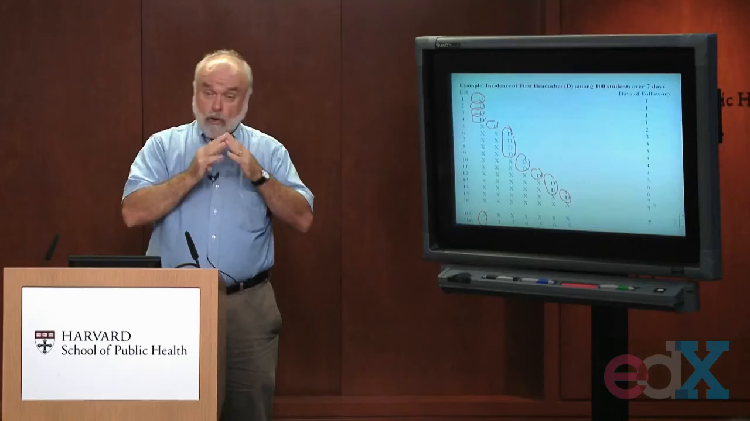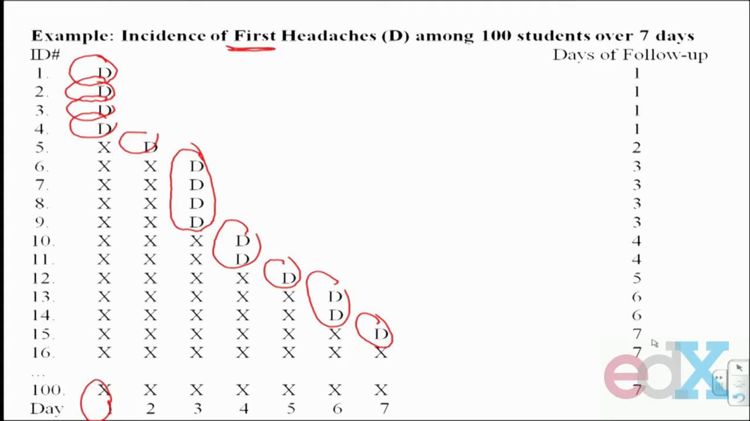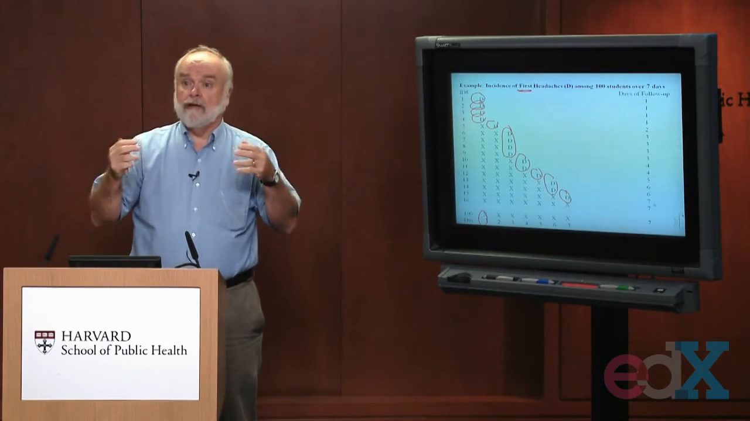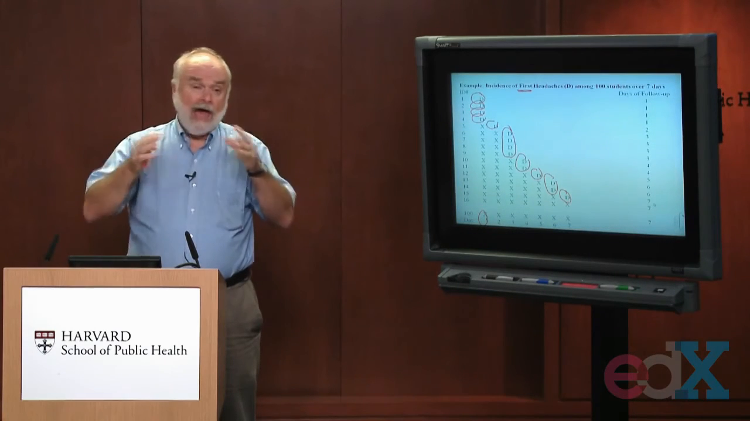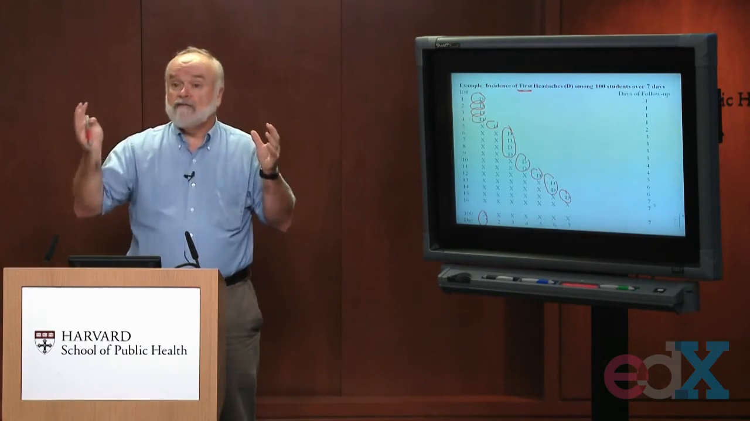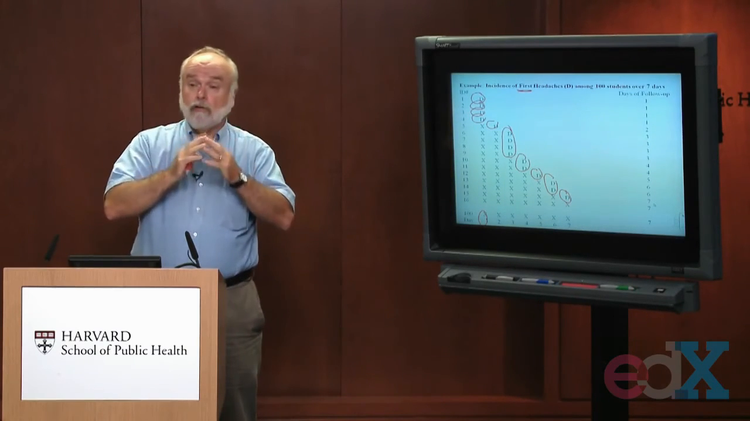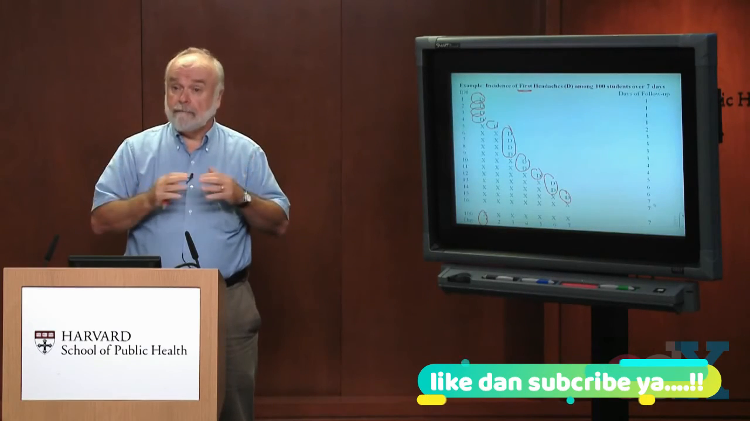Every time I call them up at the end of the day and ask, have you developed a headache today? They answer no. So where you see these X's represents that when they were called, they answered no. And I was only interested in the development of a first headache. So once you develop the first headache, you are no longer at risk for developing a first headache. You're no longer going to be followed. You develop the outcome. I don't care if you develop another headache 2 days later. I'm not interested in second headaches.